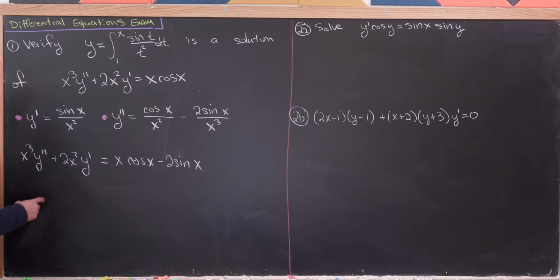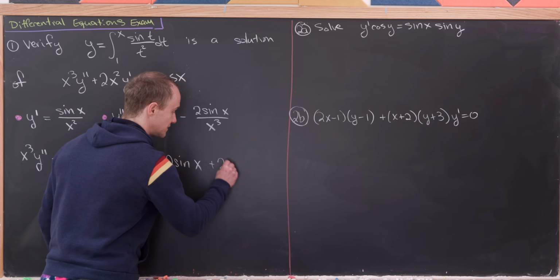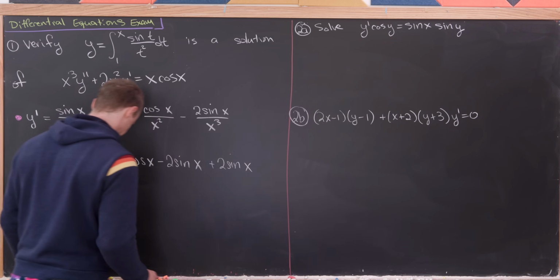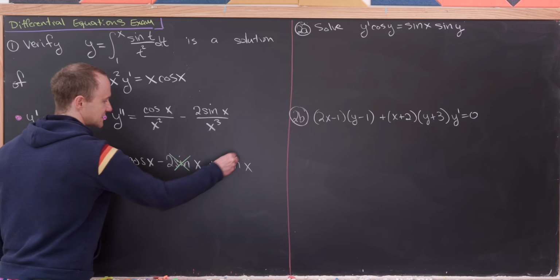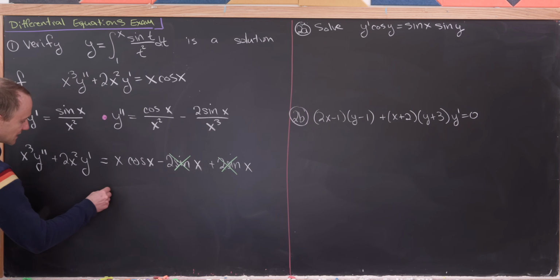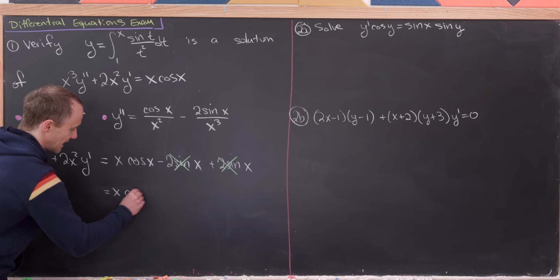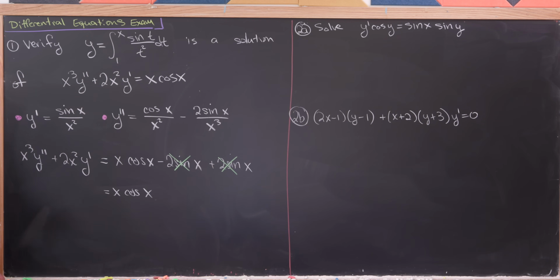Okay, now multiplying by 2x squared will cancel the x squared in the denominator of sine x over x squared, leaving us simply 2 times sine x. So we have plus 2 times sine of x. But now let's observe that the 2 sine x and the 2 sine x cancel, leaving us with x cosine x, which is where we wanted to end up.